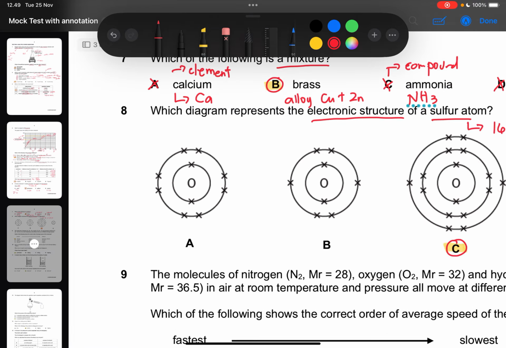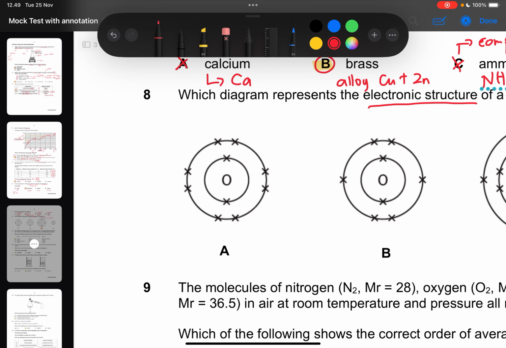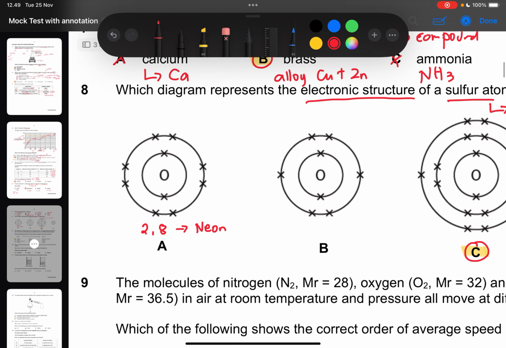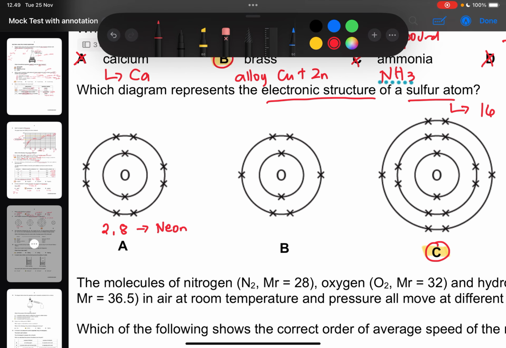Now let's find out what element is atom letter A. Atom letter A has a configuration of 8, 2, and 8. Therefore it has 10. So we can say that that is neon. Atom B has an electron configuration of 2 and 6. 2 plus 6 is 8. Therefore that is oxygen.